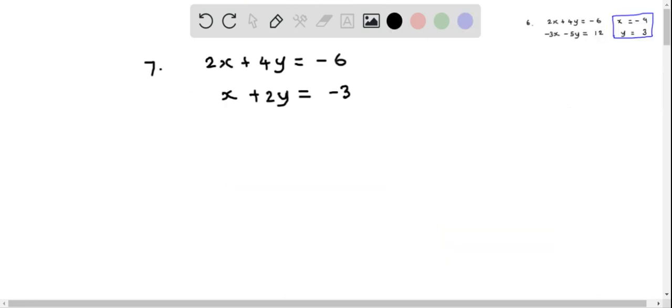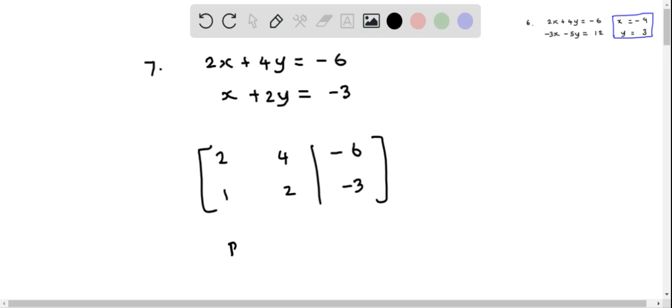So first let me write the augmented matrix, that is 2, 4 and negative 6. This is from equation 1, and from equation 2 I write down 1, 2 and negative 3. I put this vertical line to separate the values of coefficients and constants.